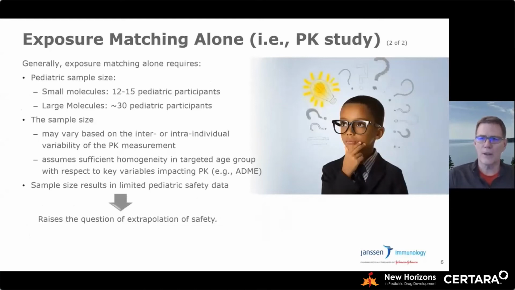Generally, exposure matching alone requires a pediatric sample size of between 12 to 15 participants for small molecules, and approximately 30 participants for large molecules based on the variability of the PK measurement. The required sample size may vary based on the inter- or intra-individual variability of the PK measurement and assumes sufficient homogeneity in the targeted age group with respect to key variables impacting on PK, such as absorption, distribution, metabolism, and excretion.